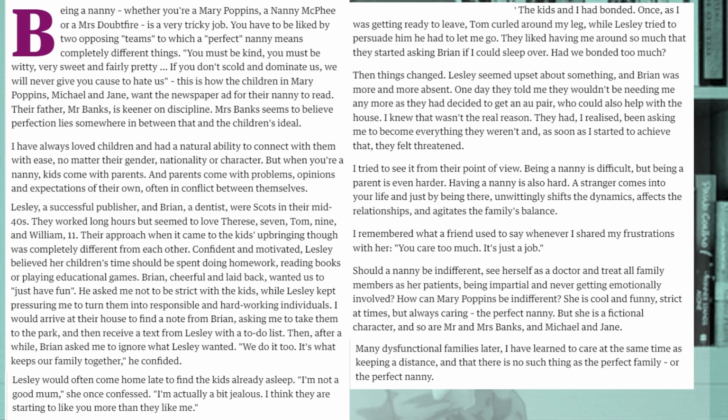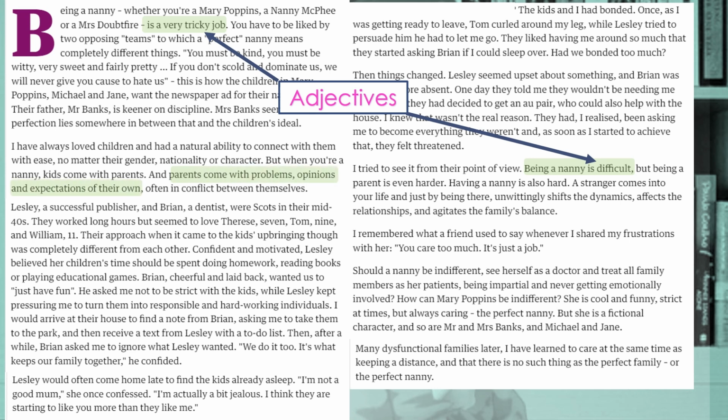Let's start analysing this text with the Bronte text in our mind so we can compare for similarities and differences. So are there any similarities? Well, they both agree that being a nanny is hard. Alberley uses the adjectives tricky and difficult to describe the job. She also mentions conflict with parents, which is similar to Bronte, when she uses the triple, parents come with problems, opinions and expectations of their own.